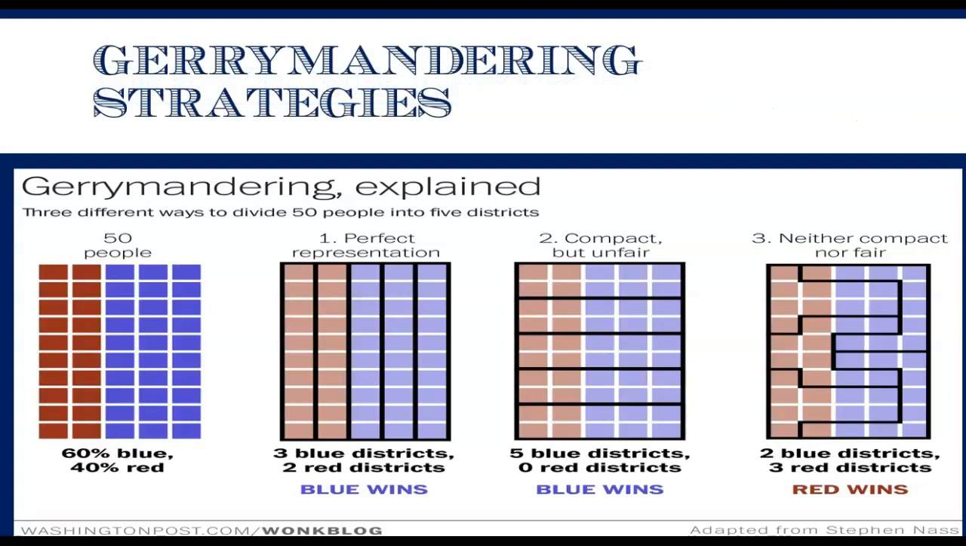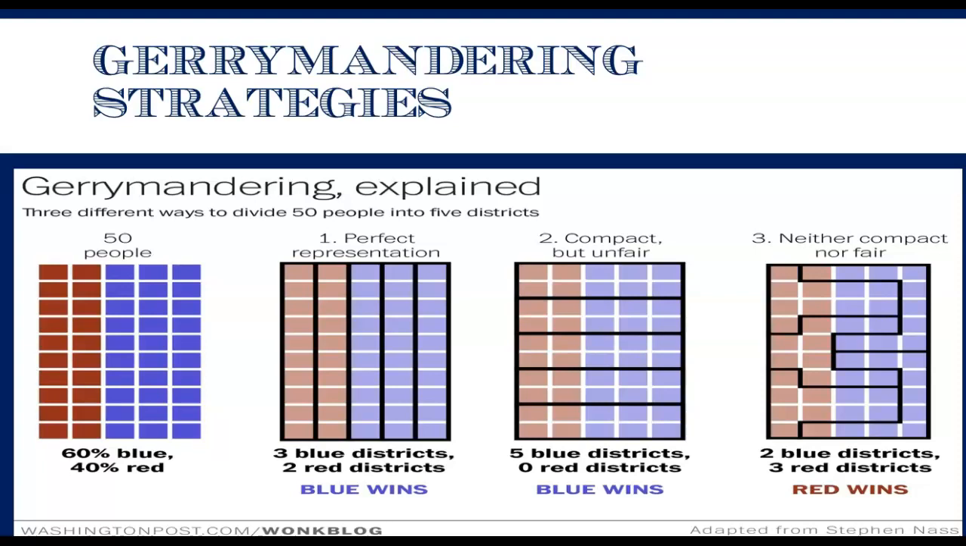Here's gerrymandering explained with some visuals. So these are 3 different ways to divide 50 people into 5 districts. If you look at the left, basically you have 20 that are red and 30 that are blue. Okay, 30 and 20. So you look to the right over here, you can see 3 different ways you can break this up, and you're dividing the same amount of people, but there's 2 ways that you can make it perfect representation. You have 3 blue districts and 2 red districts. Well, you have a majority of blue, so therefore blue wins.